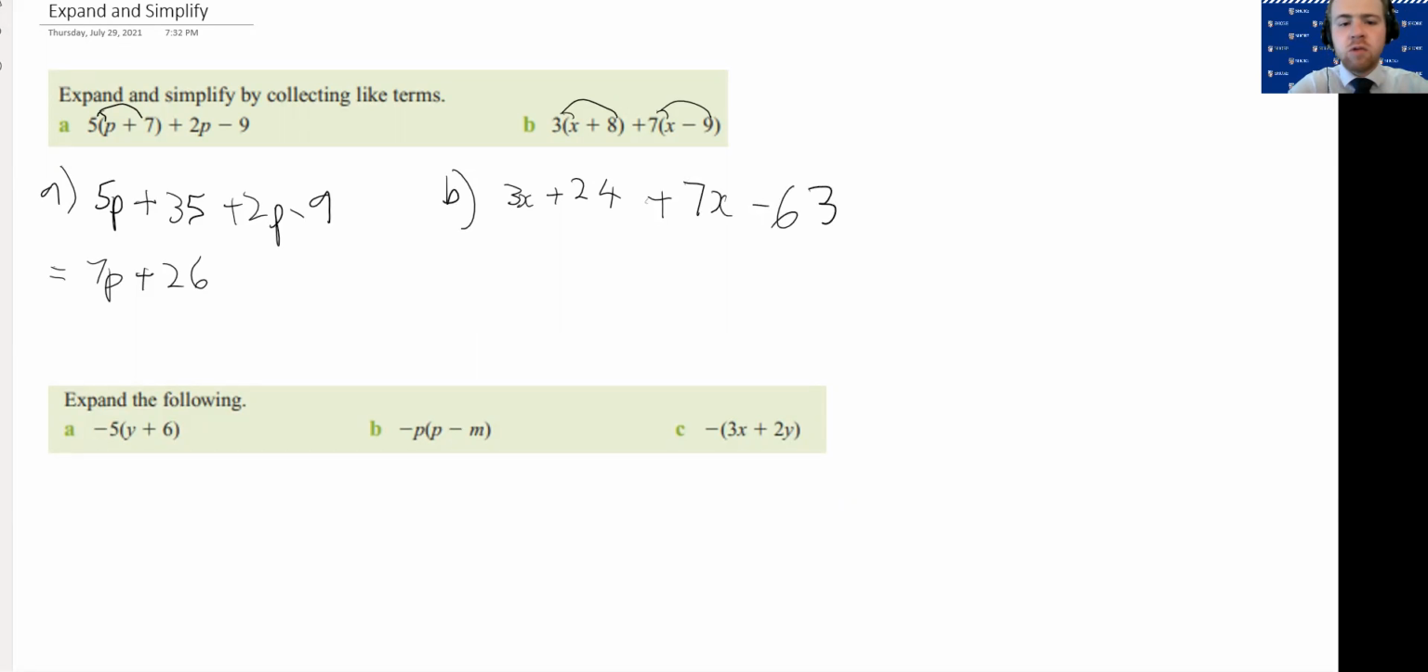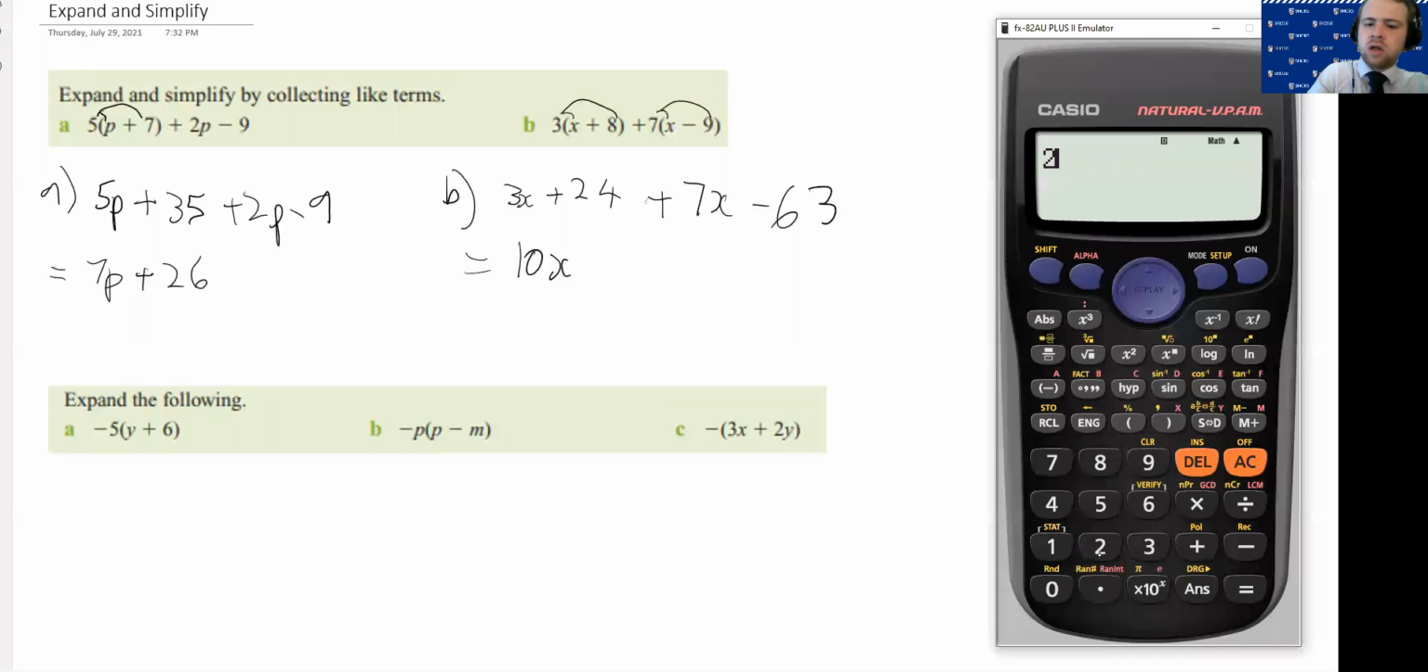Okay, now we need to look at what we're left with, and we realize I've got 3x plus 7x there, like terms. I can add them together. And then I've got 24 minus 63. Let's just use our calculator. Okay, 24 minus 63, and we're left with minus 39. That's correct.